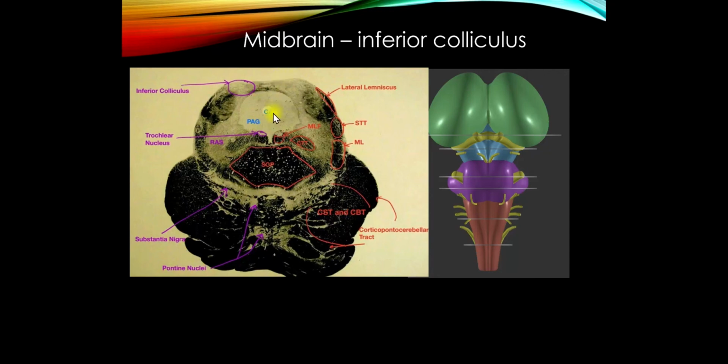All right, we see the cerebral aqueduct again here, surrounded by the periaqueductal gray, which is very large. And remember, I told you these are loaded with opioid receptors, very important in terms of our response to pain.